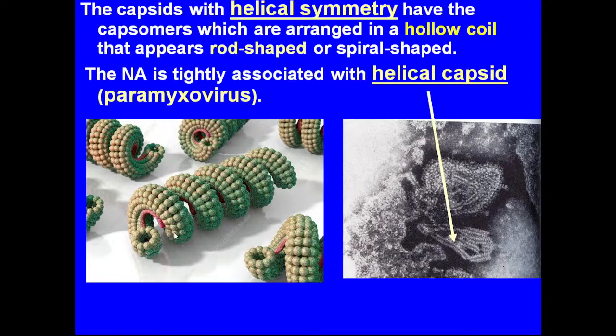This is a picture or computer model of the helical symmetry capsid, and here is the electron microphotograph. You see the white, very small structures that are capsid proteins that make a hollow core, and the dark line inside. That is the nucleic acid inside the helical capsid.